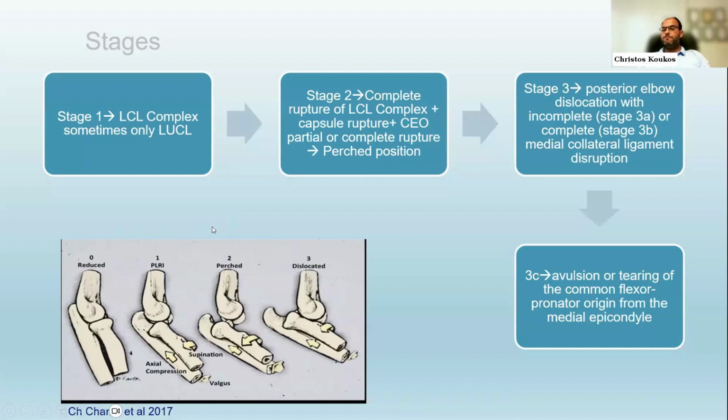In stage two, we have a complete rupture of the LCL complex and a capsule rupture, and the common extensor origin, either partial or complete rupture, that gives us the perched position, this subluxation. That's stage two. Stage three is classified into A, B, and C. A is an incomplete tear of the MCL. B is a complete tear of the MCL, and 3C is an avulsion or a tear of the common flexor origin from the medial epicondyle.